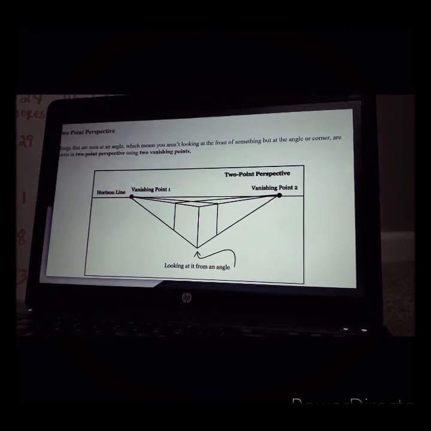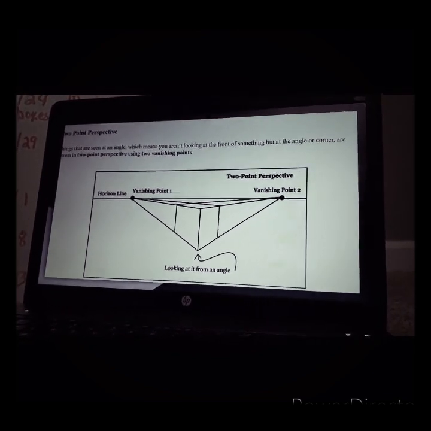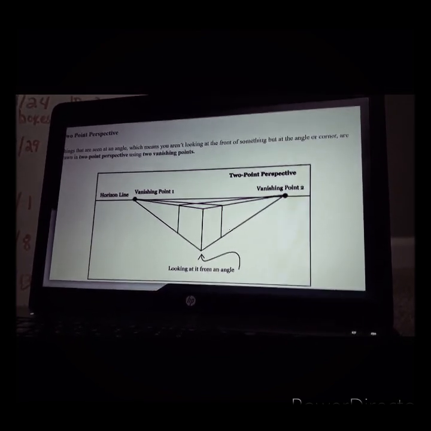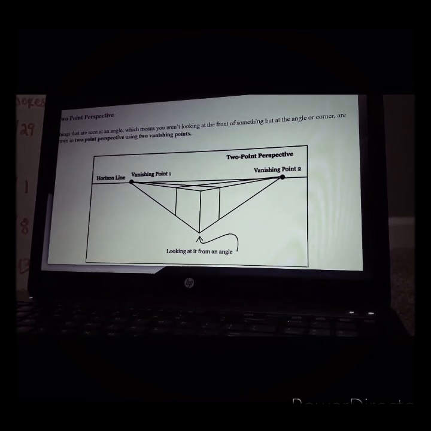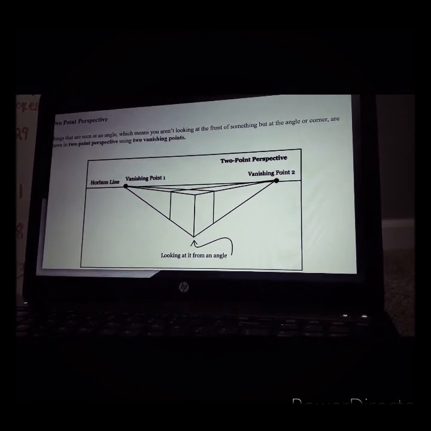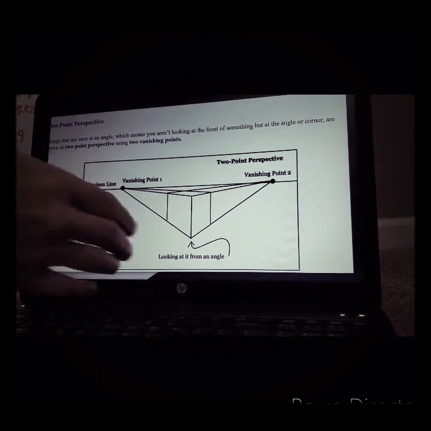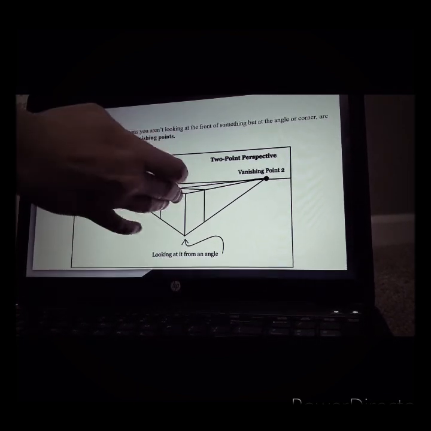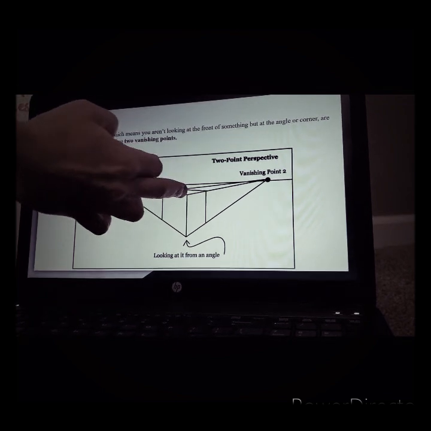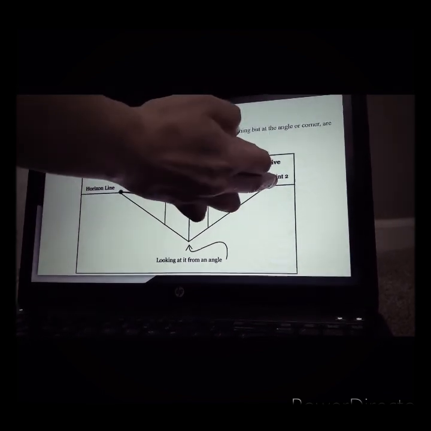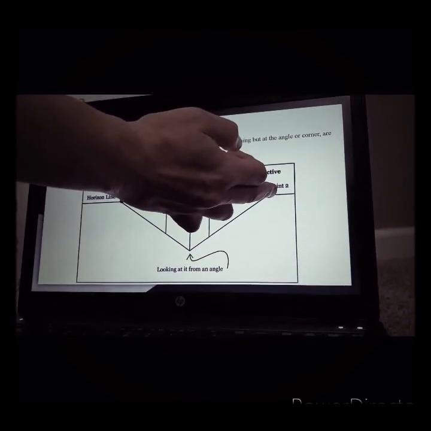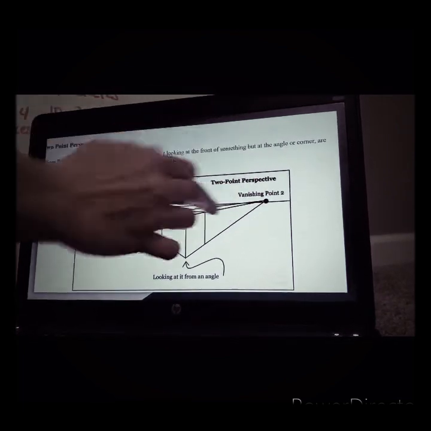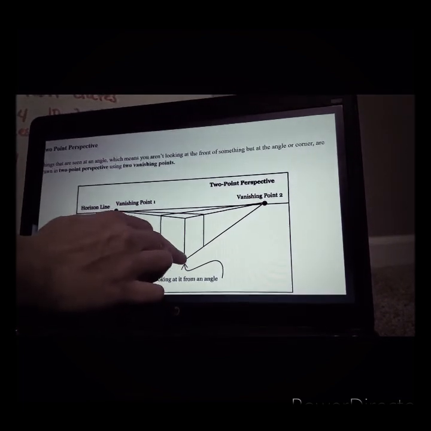Two-point perspective is for things that are seen at an angle, which means you aren't looking at the front of something, but at an angle or corner, and they are often drawn in two-point perspective using two vanishing points. When you are doing two-point perspective, you draw an individual line, and then from the top of that line, you will draw orthogonal lines to both vanishing points, top and bottom.